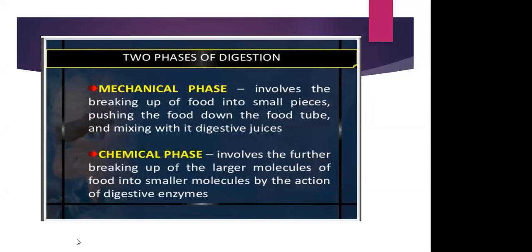What about chemical digestion? In the chemical phase, it involves further breaking up the large molecules of food into smaller molecules by the action of digestive enzymes. Here, the digestive enzymes, whether basic or acidic, digest the more complex substances into simpler substances with the help of chemicals. So this is called chemical digestion. Mechanical phase of digestion and chemical phase of digestion. Please note down, children.